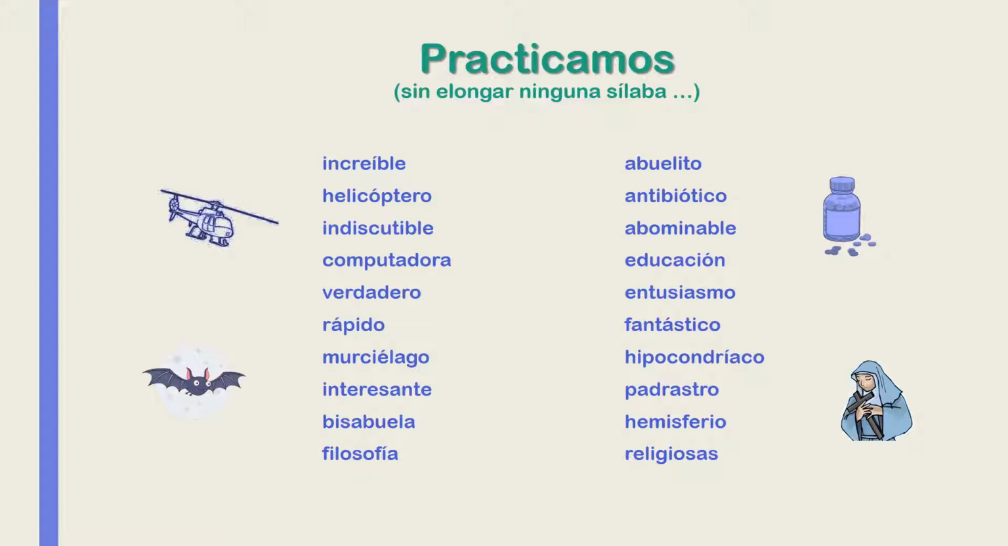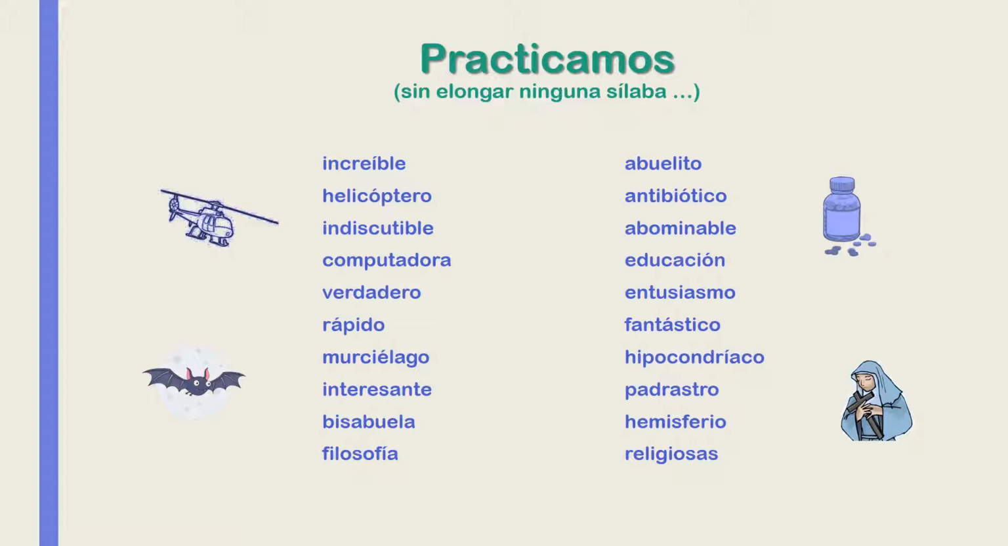So I want you to repeat after me. Let's go down the left-hand column and then down the right-hand column, and just pay attention to what comes out of your mouth and what you hear. Are all of your syllables about the same length? So after me, increíble, helicóptero, indiscutible, computadora, verdadero, rápido, murciélago, interesante, bisabuela, filosofía.